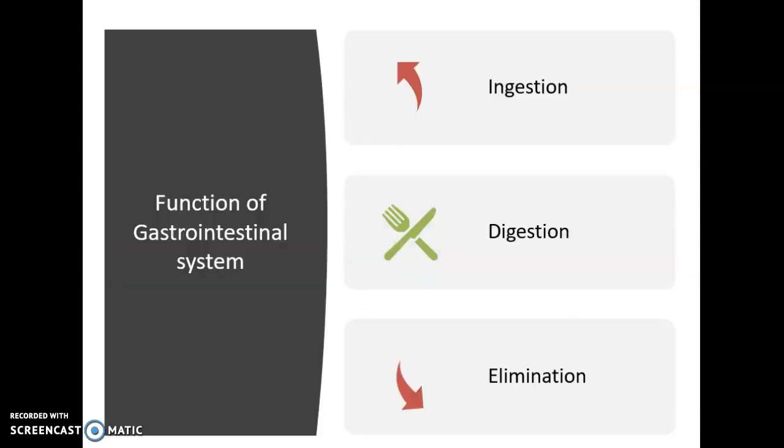Okay, the function of the gastrointestinal system. Ingestion is taking in food, and then once we ingest it, we have to digest it. And then I would add absorption in there, between digestion and elimination, because after digestion we have absorption of vitamins and minerals, and then elimination of what we don't need, the waste products.